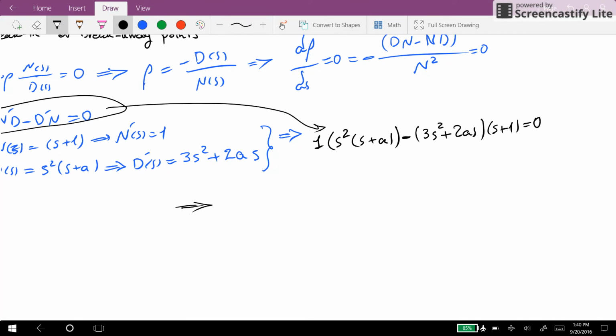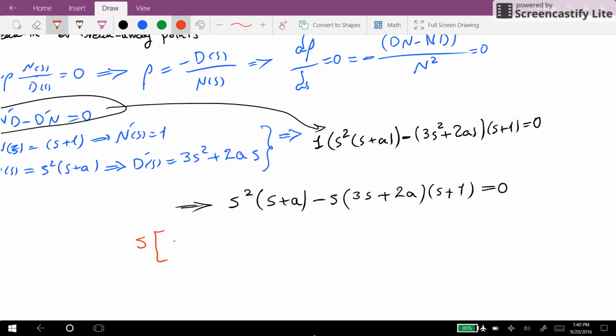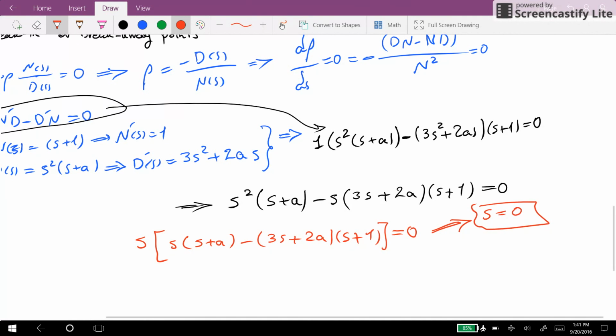So we can just simplify it. We will have s squared times s plus a. I just rewrite it. Minus, I factor s out, so I will have s times 3s plus 2a times s plus 1 equal to 0. And from here we see that we have s equal to 0 as one of the roots. So s times s plus a minus 3s plus 2a times s plus 1 equal to 0. Therefore, s equal to 0 is one of the break-in or breakaway points.